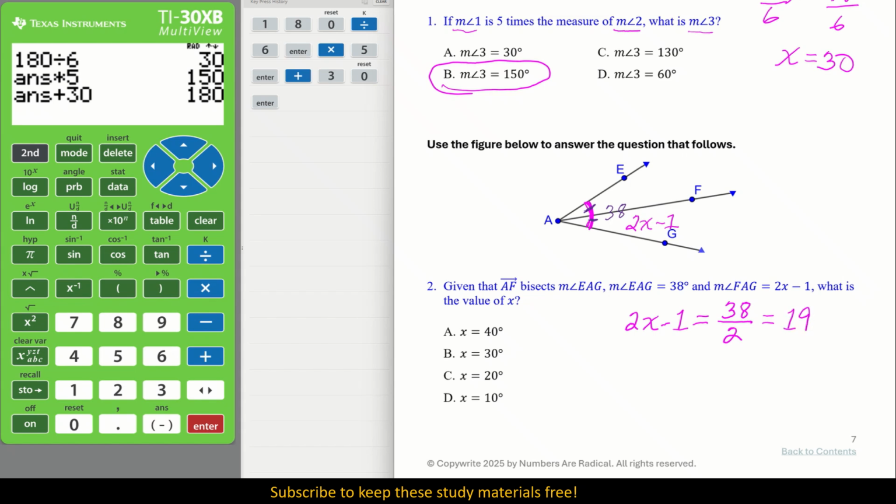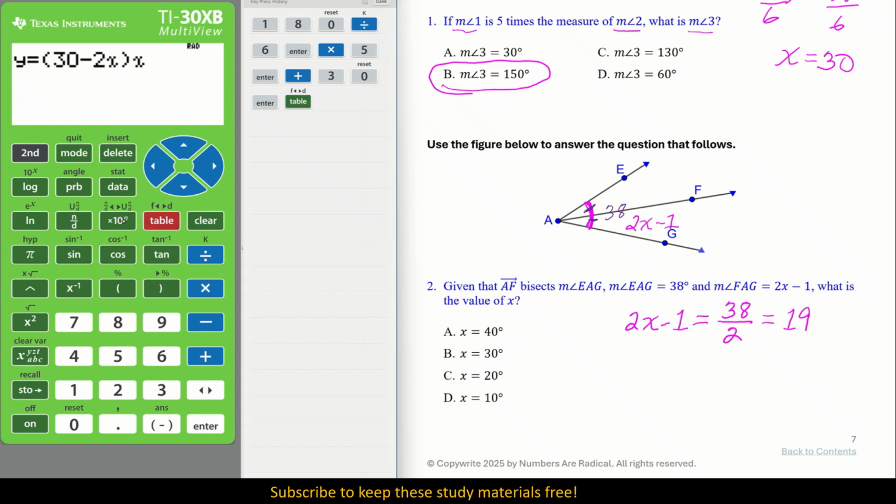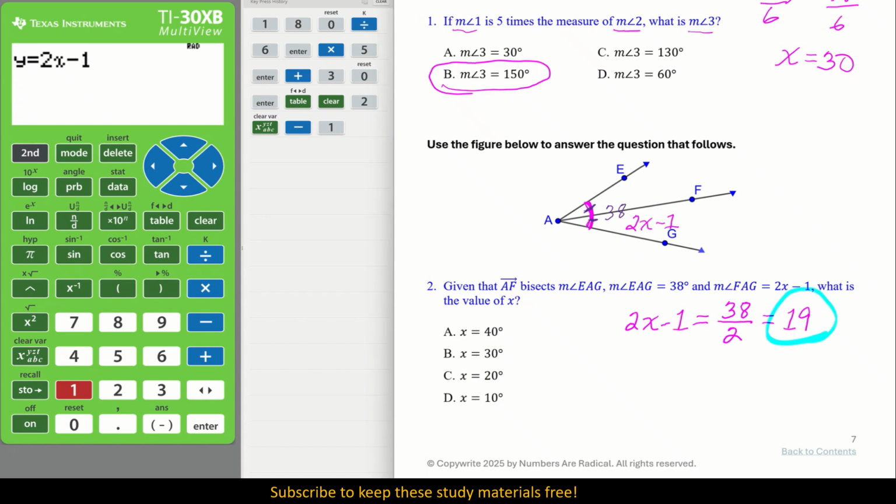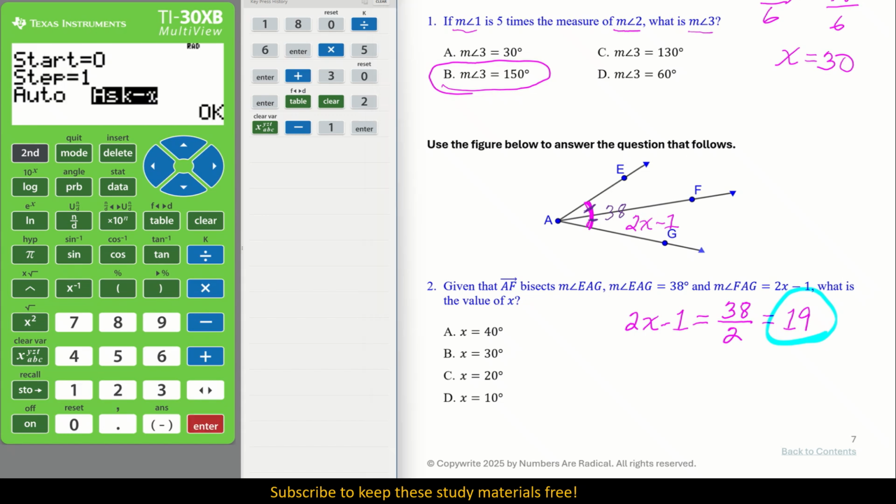Now, I'm going to be a little bit slick here doing this. We just want the value of x, right? So watch this. I want you to go to table, clear everything out that's in there. Put in 2x minus 1, the left-hand side. Now, what are we comparing? Well, we know that we're looking for a y value of 19. So let's push enter.